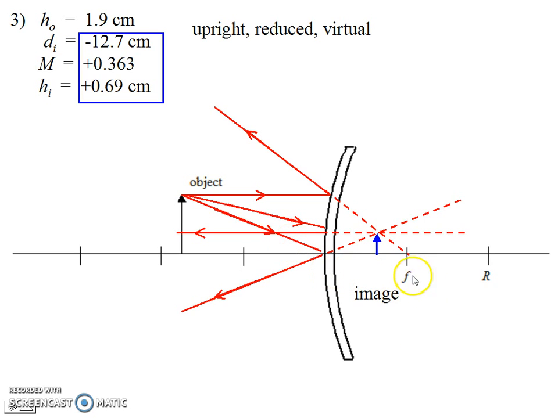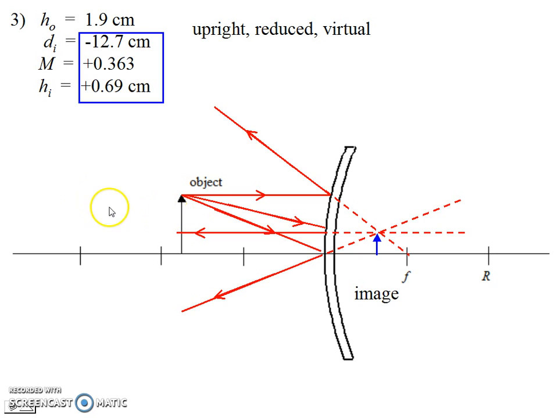If you look at the numbers here, if this is representing 20 centimeters, 12.7, okay, it's a little bit more than half. Yeah, it does. Everything's looking good. You can even measure the height. When I measured my height, I got 0.7 centimeters. That's pretty close to 0.69.